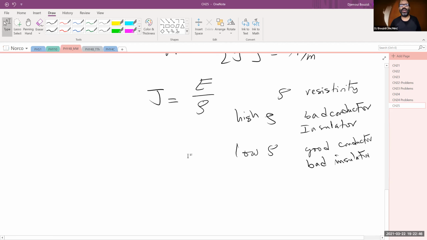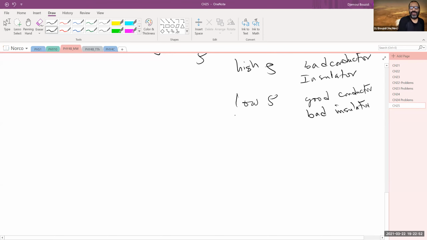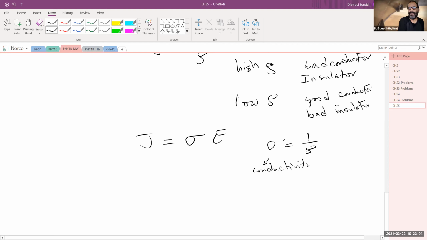Okay, so this is really Ohm's law. Sometimes you'll find Ohm's law written differently: J equal to sigma E, where sigma by definition is 1 over rho. Sigma is the conductivity. So it's just the inverse of the resistivity by definition. All of these things are by definition.